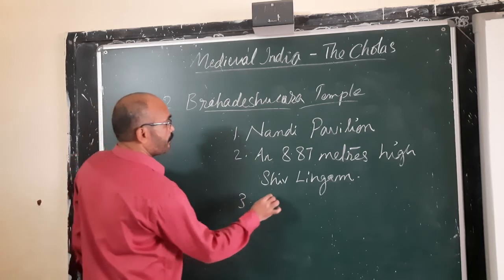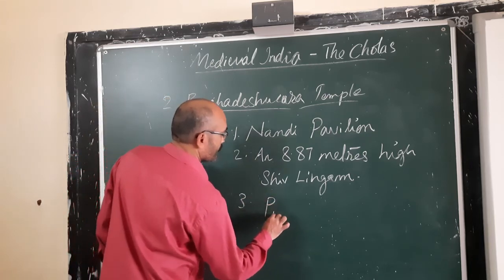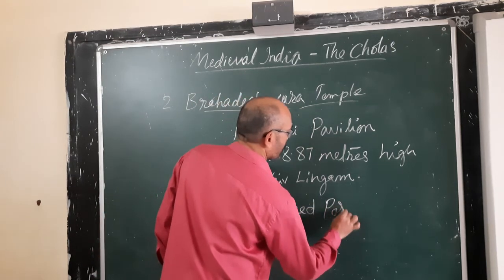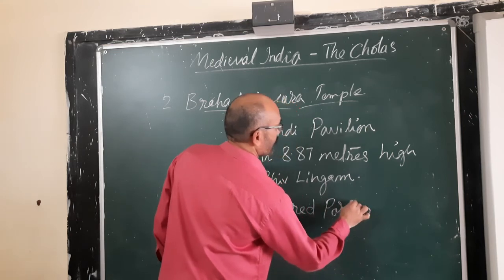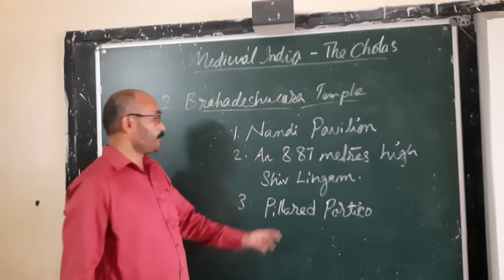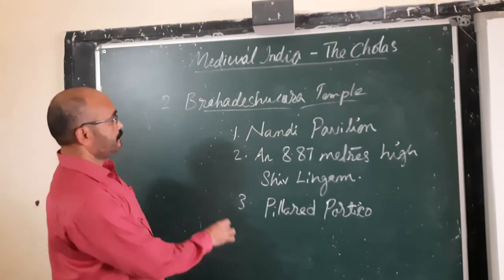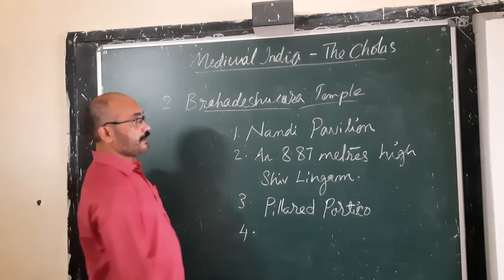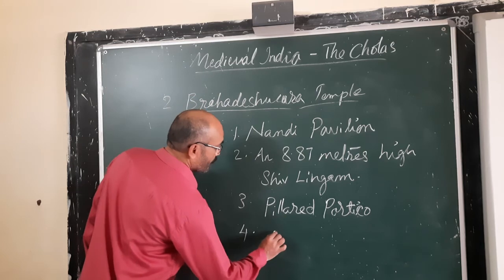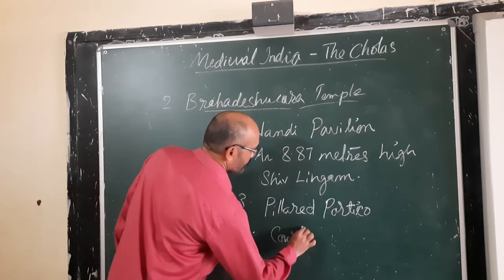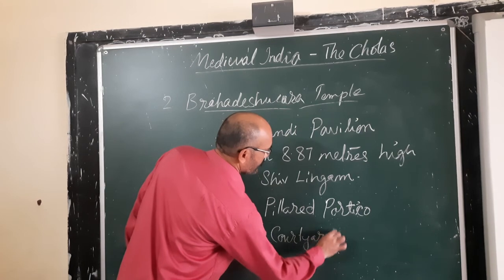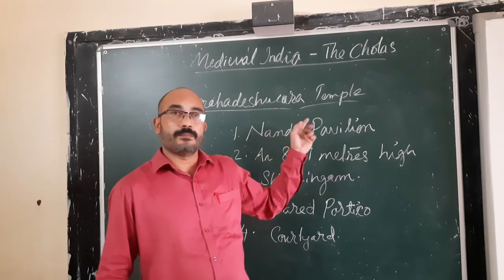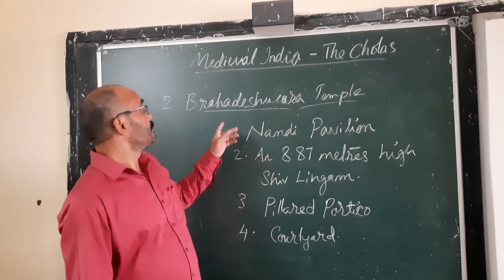Another one is pillar work, that is another feature of the Brihadeshwara temple. And one more feature is a large courtyard, a very big courtyard. It had a courtyard. This is also another feature of the Brihadeshwara temple. So these are some of the special features of the Brihadeshwara temple.